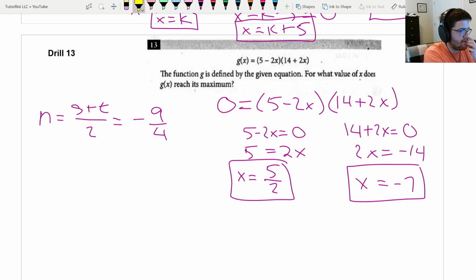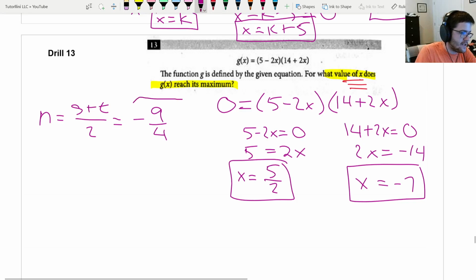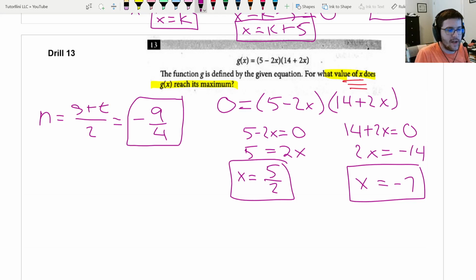And we don't even need to find the y value because it just says for what value of x does it reach its maximum. So it wants the x value. If it said what is the maximum, then we would go find the y value. But we only want the x value for this problem. So the answer is negative 9/4. Again, if you see factors, try to find the roots, and then average them. So add them up, divide by 2.